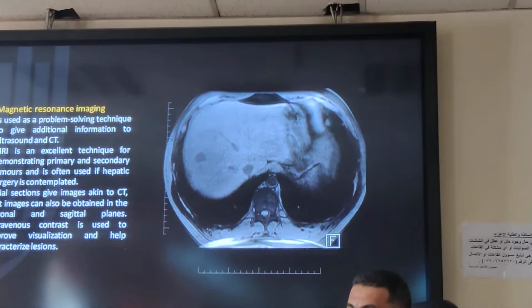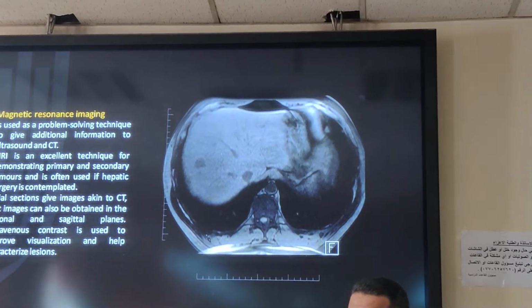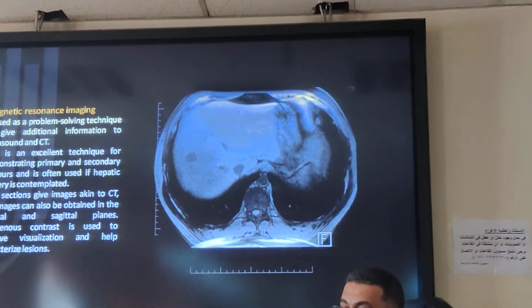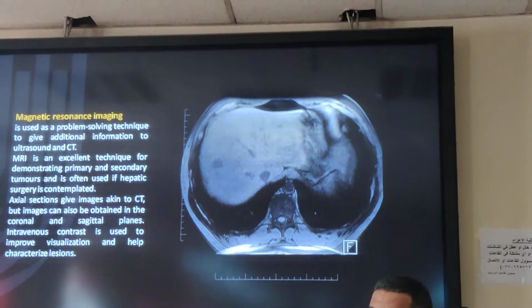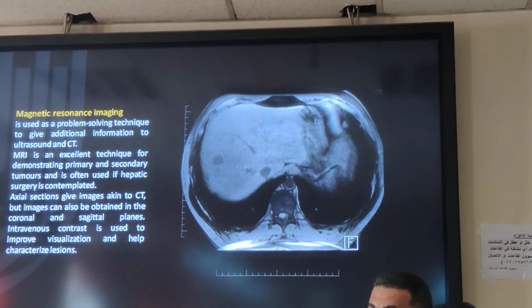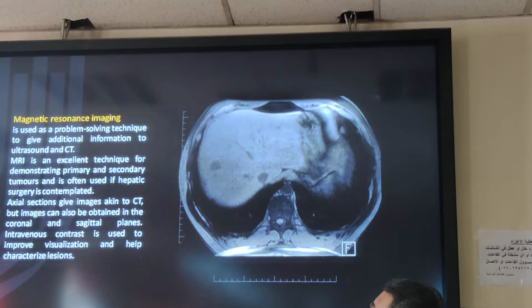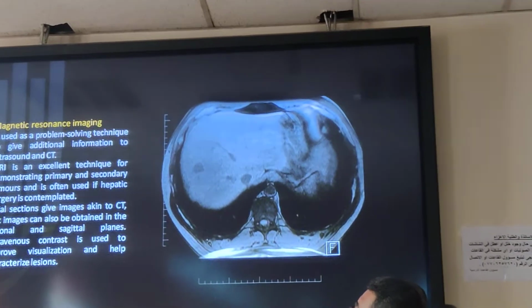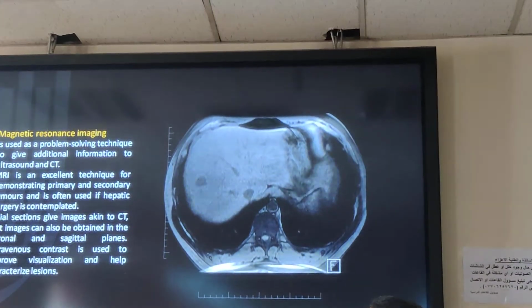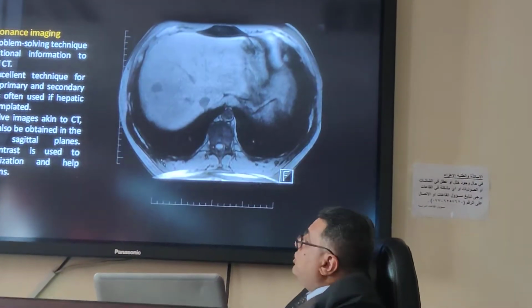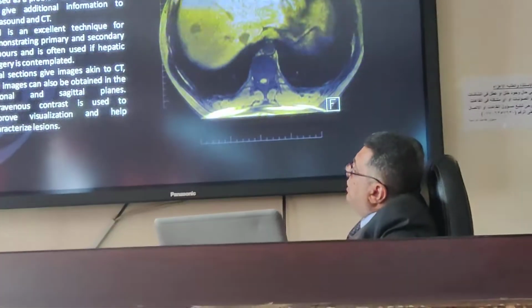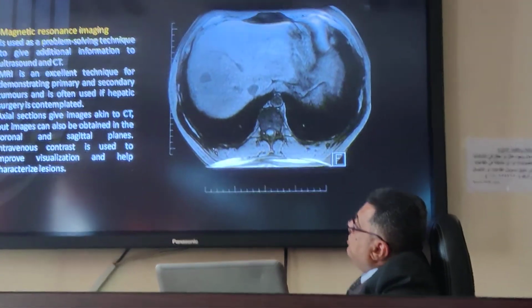This is the MRI of the liver. The MRI is a problem solving technique to give additional information for the ultrasound and CT. The MRI is an excellent technique for demonstrating the primary and secondary tumors in the liver. The axial section of the MRI is similar to that of the CT, but the image can be reconstructed to show the coronal and sagittal views of the MRI and can be used for the visualization and characterization of the tumor, especially when giving the contrast medium.